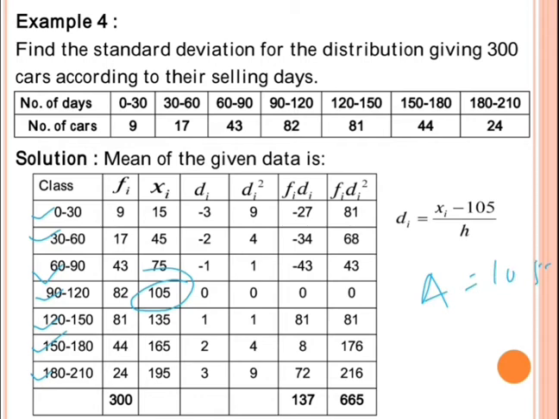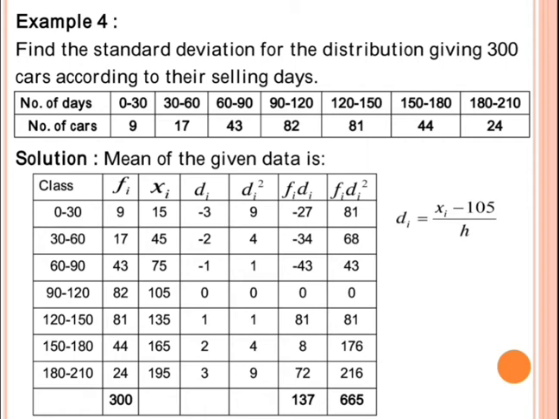Right. If there is an even number of observations, suppose 8 observations are given to us, then there will be 2 middle values. You can take either of the 2 middle values. Okay, so here di will be xi minus 105 upon h. You can see here h is equal to 30, the difference of the interval. Okay, so first you just need to find the first value of di, the rest you will get in sequence.